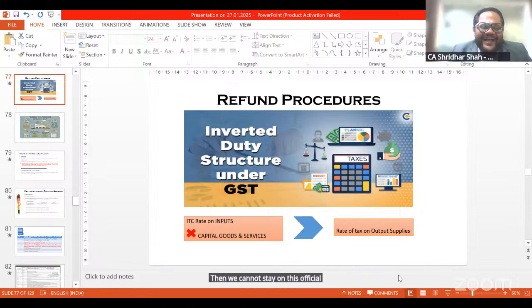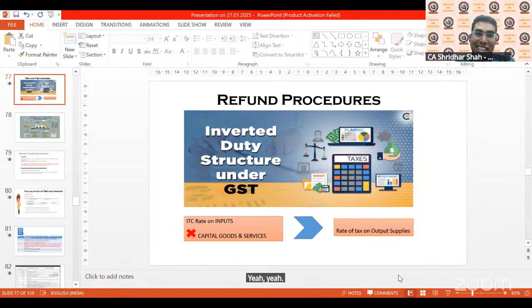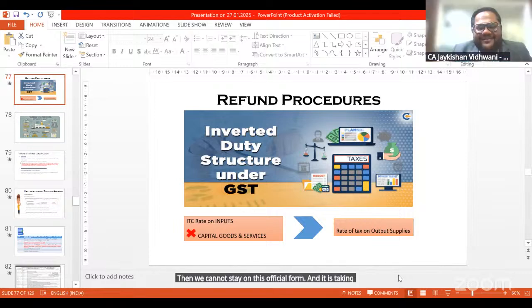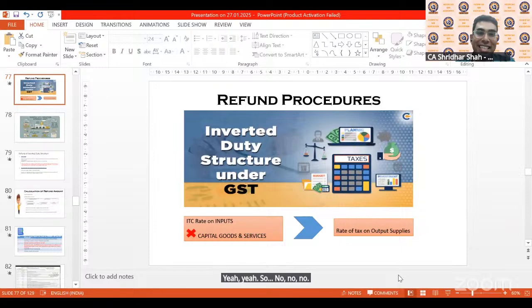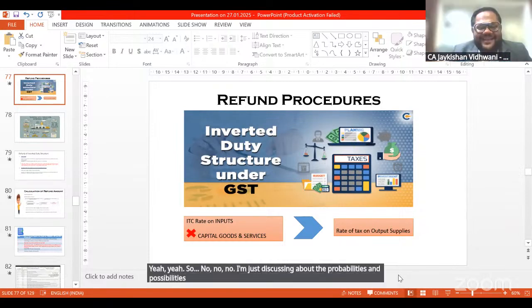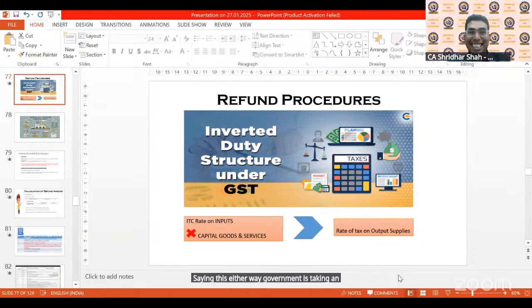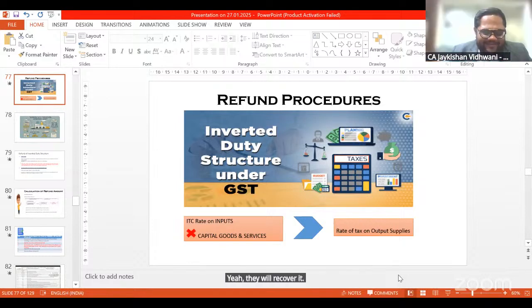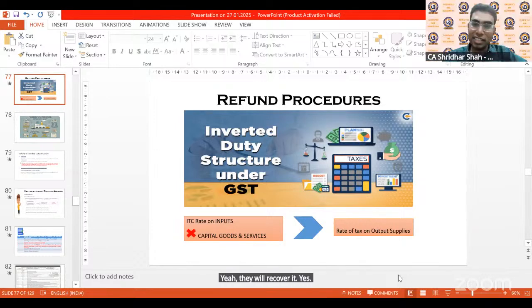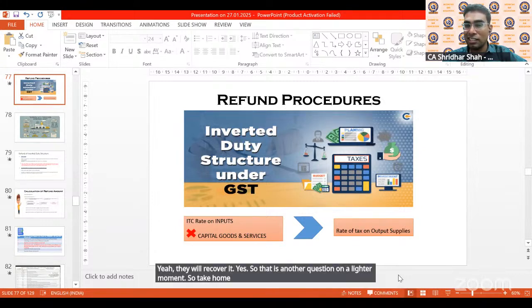And the government is taking an undertaking from you. I'm just discussing the probabilities and possibilities. Sridhar bhai, the government is taking an undertaking, so even if it goes from one office, they will recover it. So there is another question on a lighter moment. Take home the message that it is not a supply which is eligible for refund.